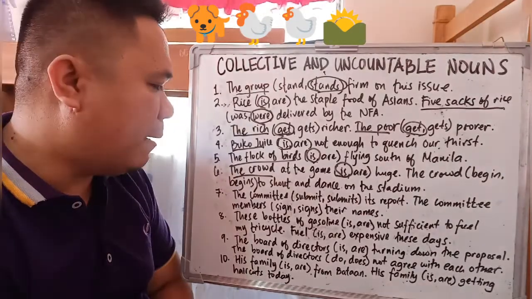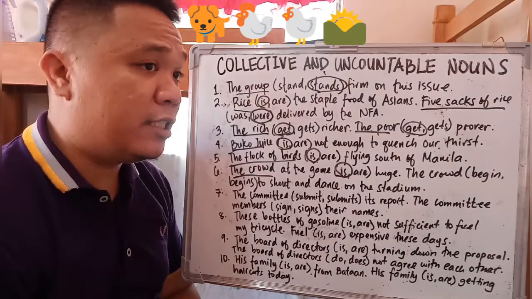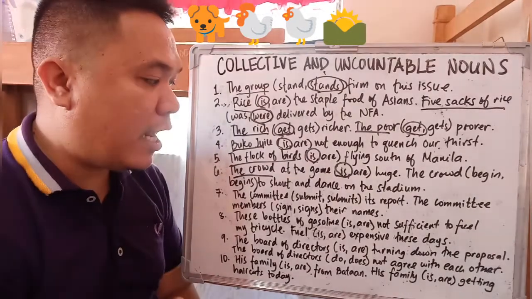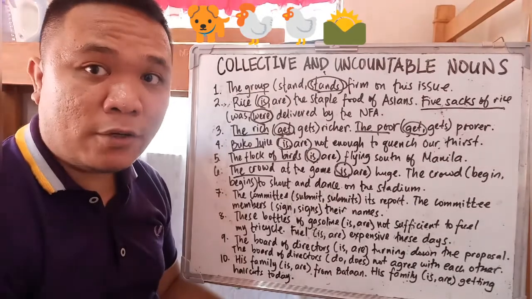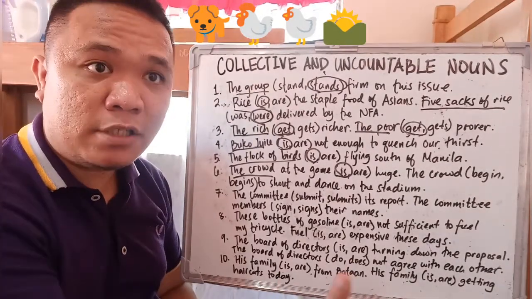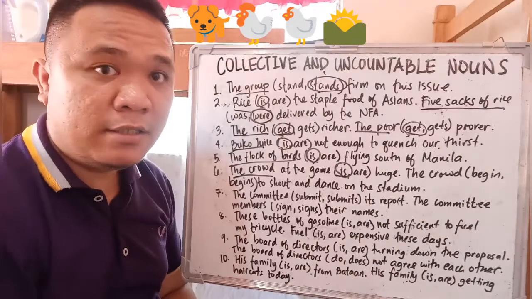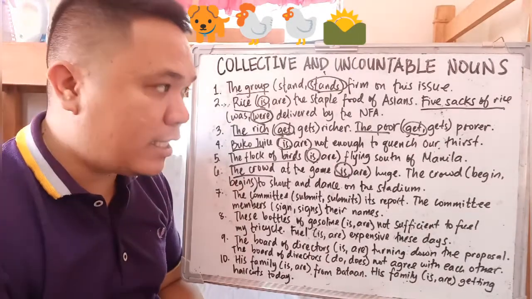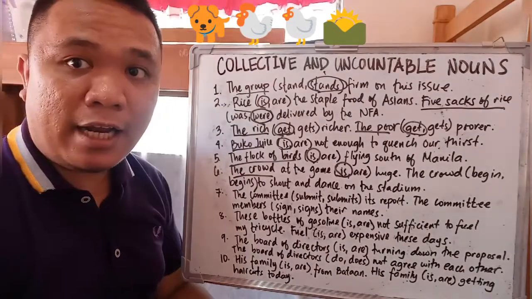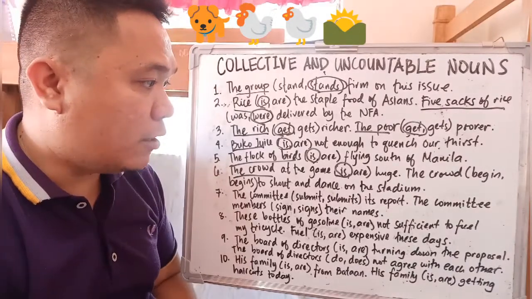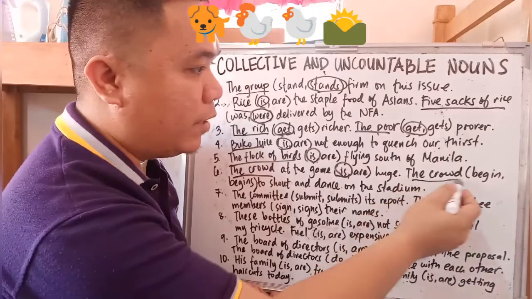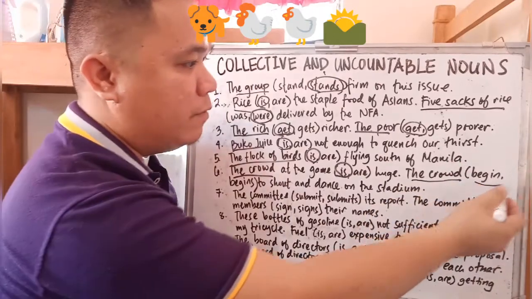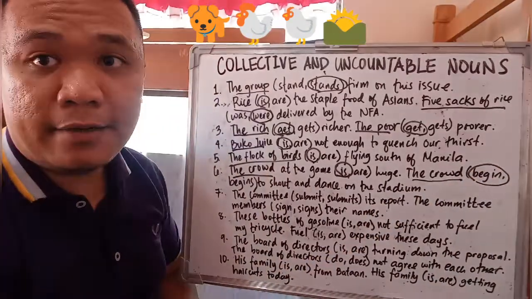The crowd begins to shout and dance on the stadium. Do you think that they shout and dance together? I don't think so. Maybe some of them are shouting, some of them are dancing. So basically the crowd behave differently at the stadium. So the crowd here is plural and our verb is plural.